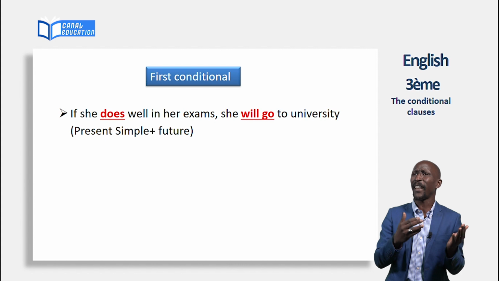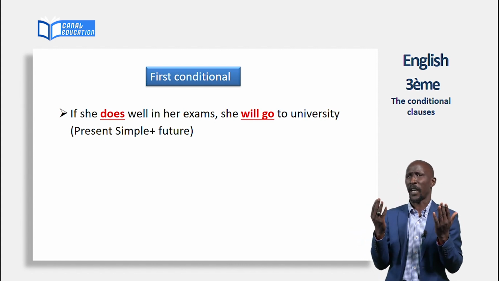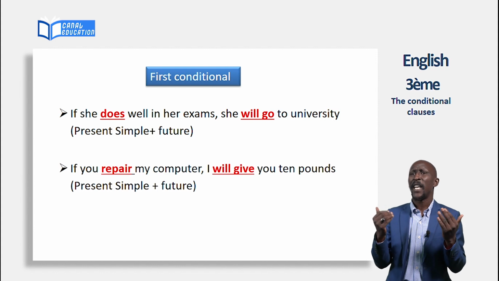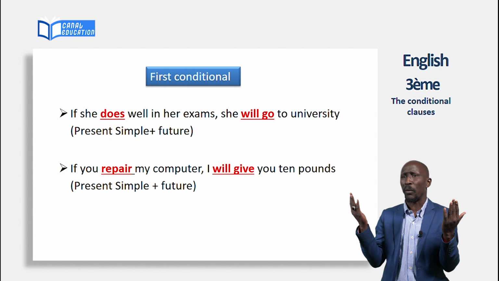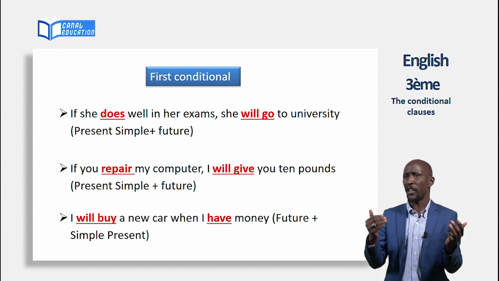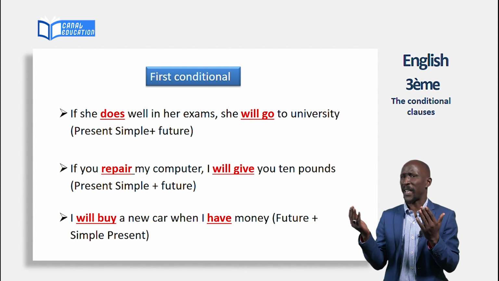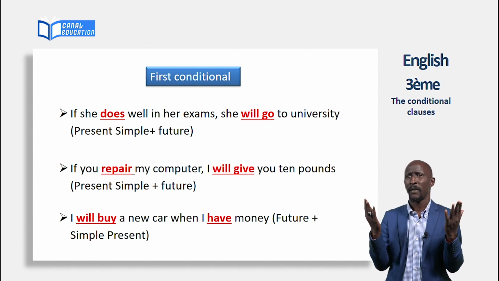If she does well in her exams, she will go to the university. Another example is, if you repair my computer, I will give you 10 pounds. And another one, I will buy a new car when I have money. Here you see that we start with the future and we finish with the present simple.